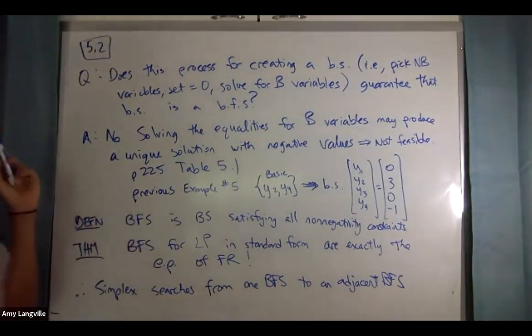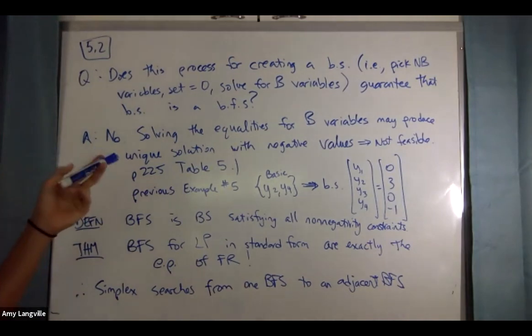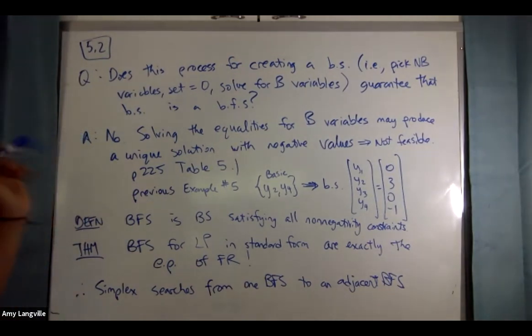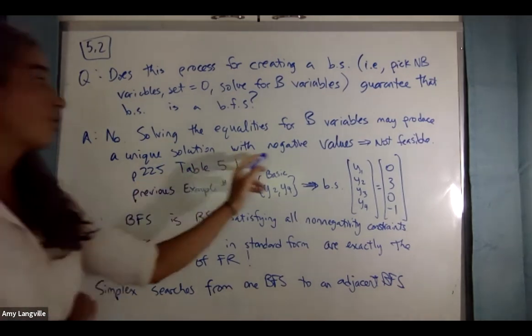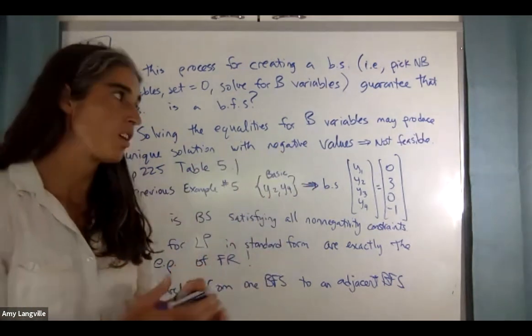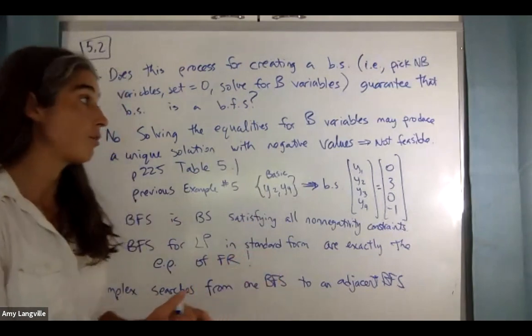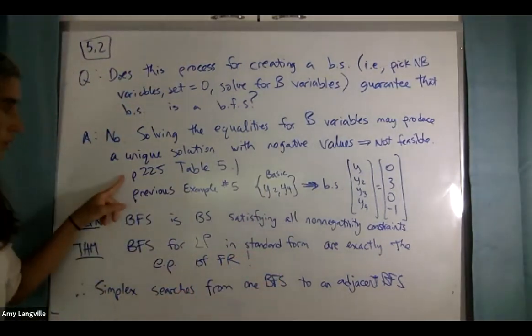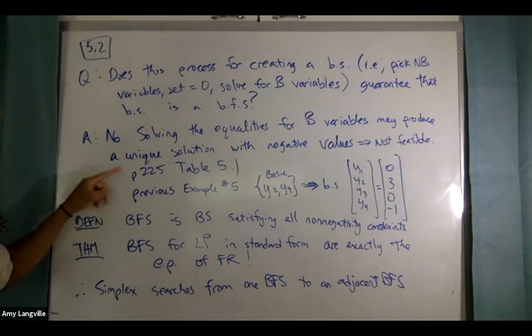Well, no, it doesn't. So solving the equations for the basic variables might produce a unique solution. That's what we wanted. But you could have some negative values, and therefore it's not feasible, because if it's in standard form, we need every one of our variables to be non-negative. So go to the table on page 225, table 5.1, but we can also look at it just from our previous example.